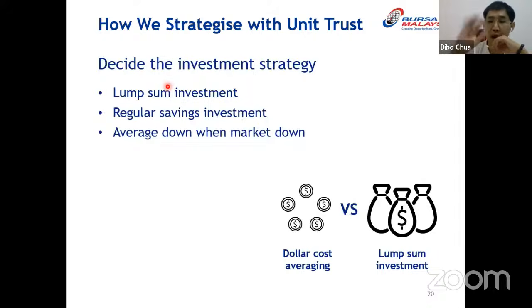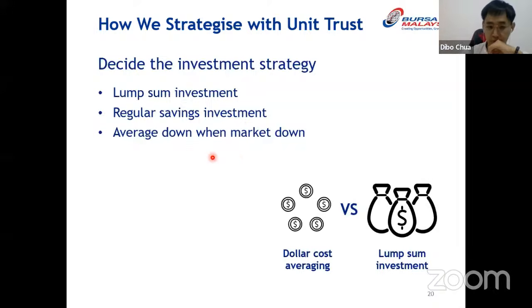How do you allocate your capital? Whether you want to choose the lump sum investment, one shot, put it in, wait for the time to materialize, or you want to put it into regular saving investment, slowly put into it, dollar cost averaging.